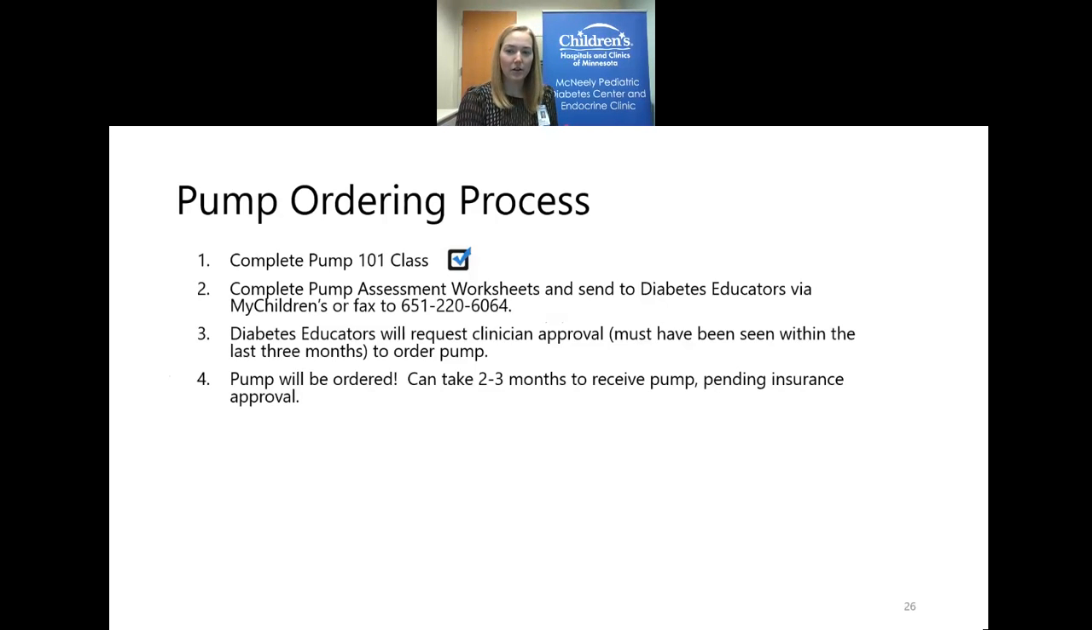Once we've completed all of those steps, we will order that pump. Another thing about being realistic, it can take a while to get the pump. Insurance can be a hassle, so it can take 2 to 3 months. It's not usually that long, but it can take 2 to 3 months to get that pump, so just be patient. Call your insurance. They're usually the one that's being the hang up.